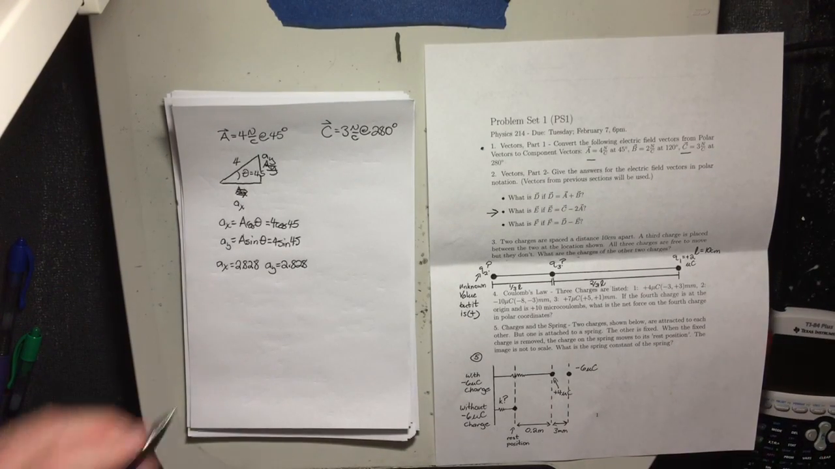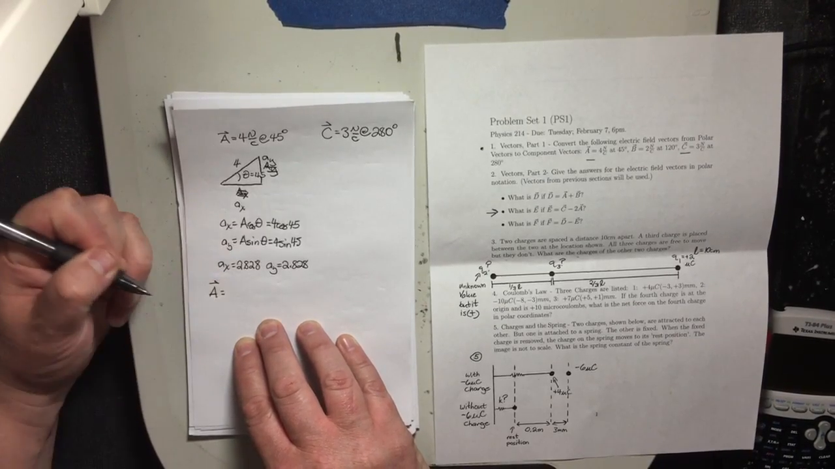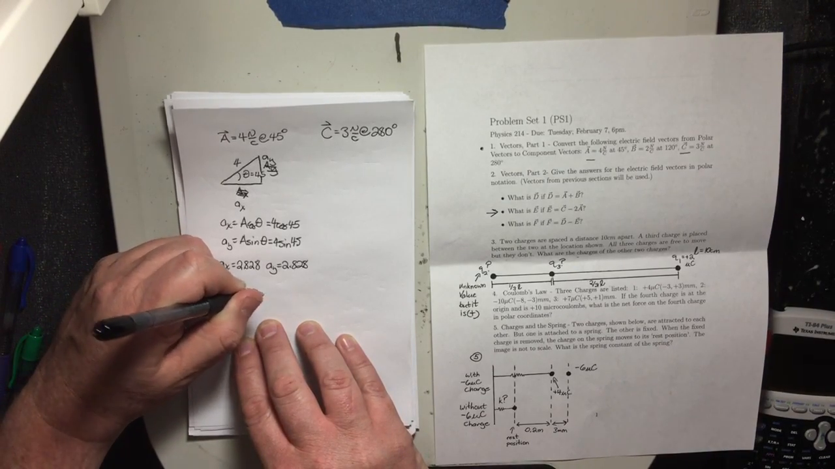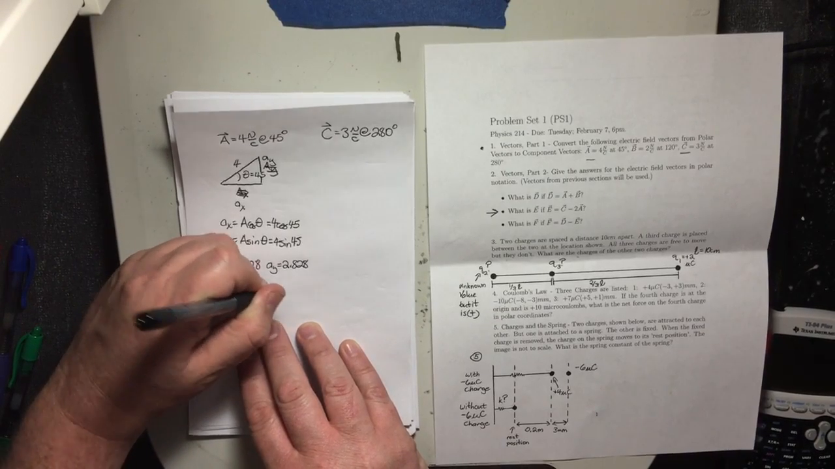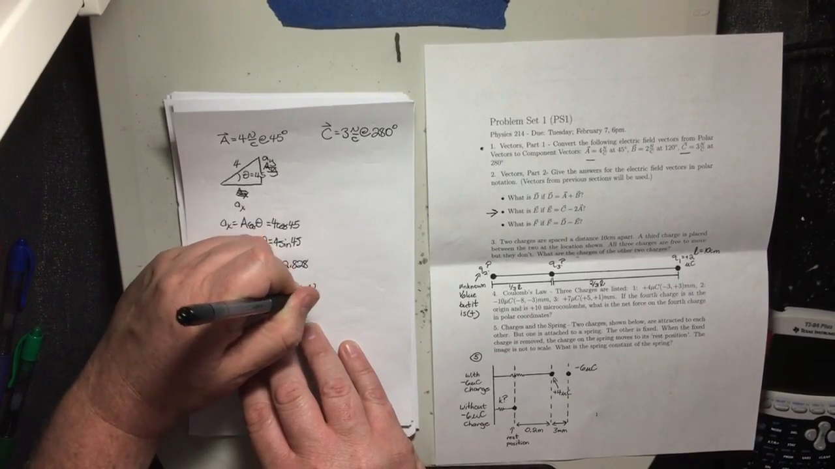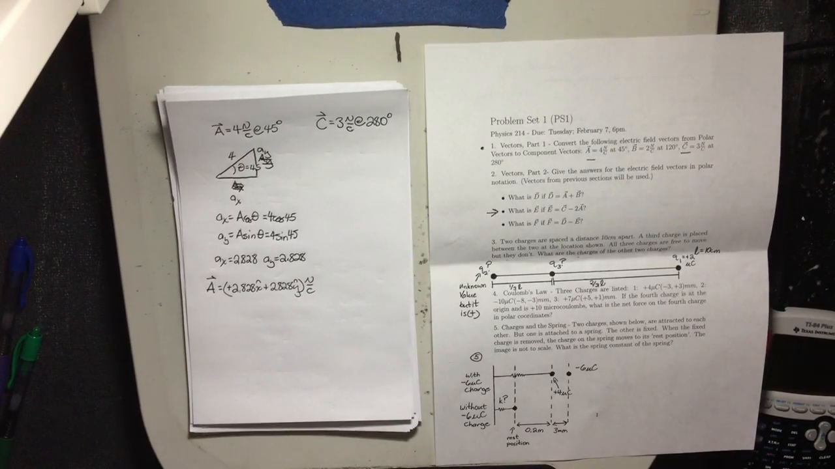That means as a component vector, A, which is a first quadrant vector, is positive 2.828 x hat plus 2.828 y hat newtons per coulomb. So that's the conversion from polar to component for a first quadrant vector. C is a little bit different. C is a fourth quadrant vector.